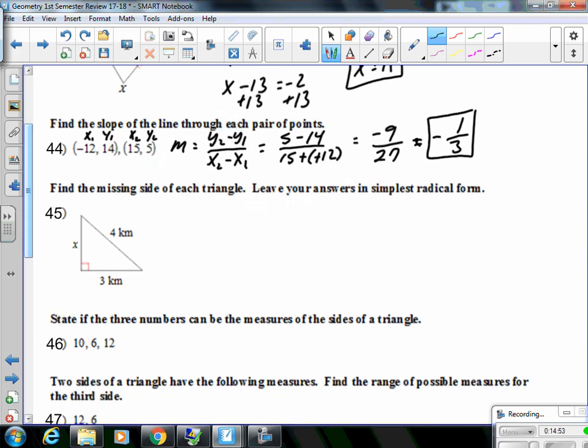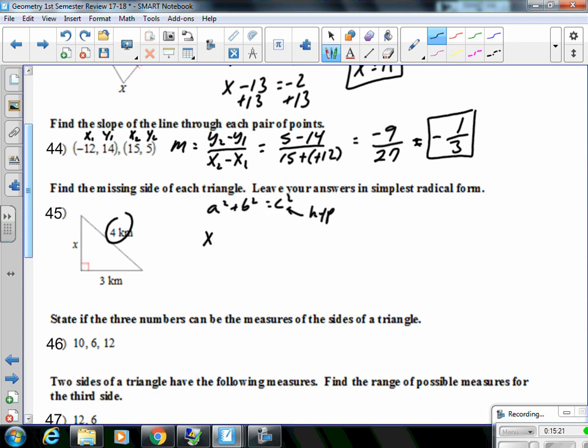45. Find the missing side of each triangle. Leave your answer in simplest radical form. So it's a right triangle. They give us 2 sides, and we're trying to find the third side. So we're using Pythagorean theorem: a squared plus b squared equals c squared. And remember that the c has to be the hypotenuse. So the hypotenuse is 4.